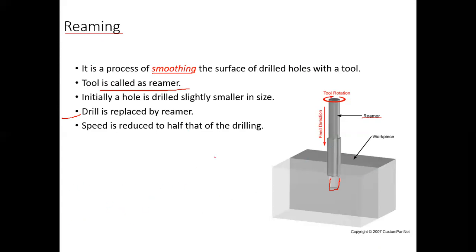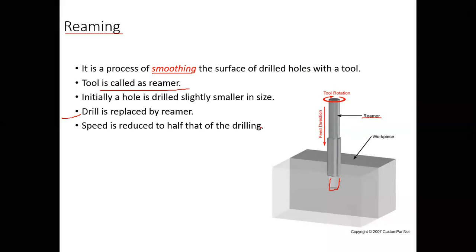The speed is reduced to half of that of drilling. Normally drilling is bulk material removal, because we are making, say, a 10 mm hole initially. Just assume you want to make a hole. Initially we make a 10 mm hole, which means bulk removal of material, and there are rough surfaces. So normally the drilling operation is performed at higher speed.